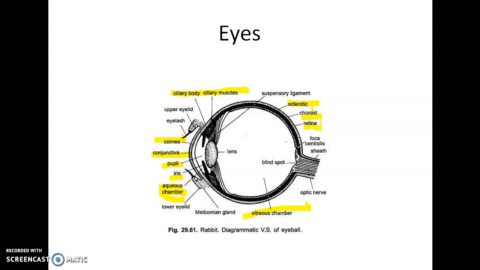Lying a little behind the iris is a solid, transparent, and biconvex crystalline lens. This is the lens. Enclosed within a lens capsule, it is kept suspended and held in position by the suspensory ligament, which is basally attached to the ciliary body.